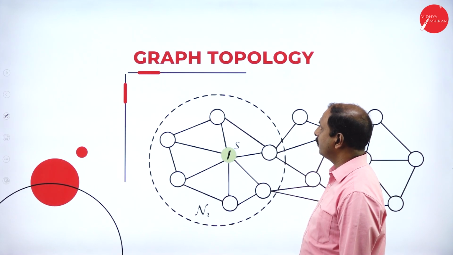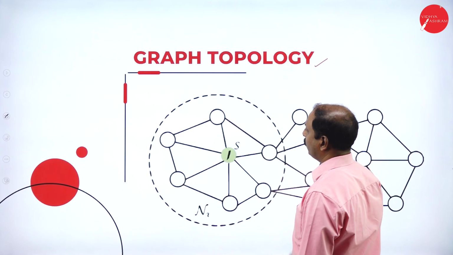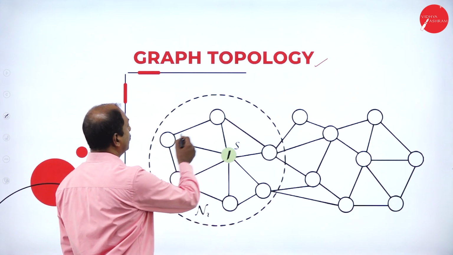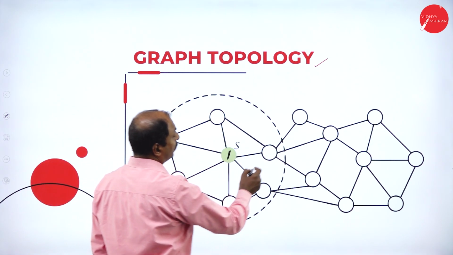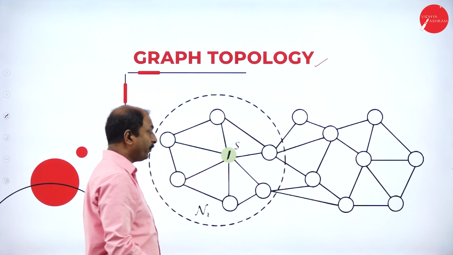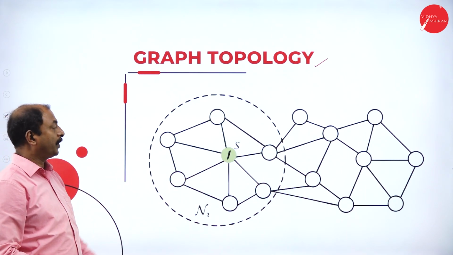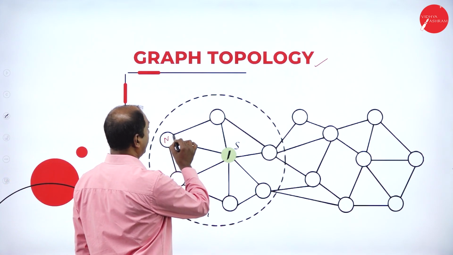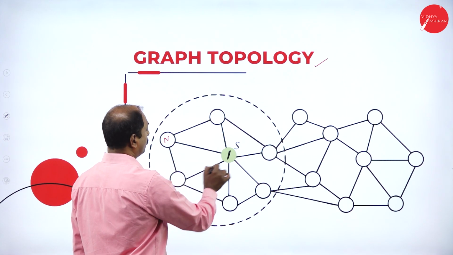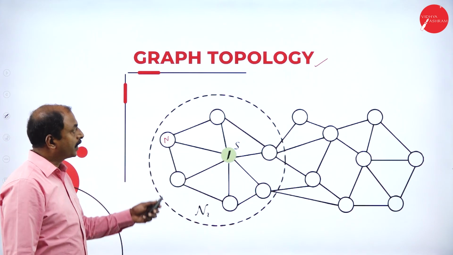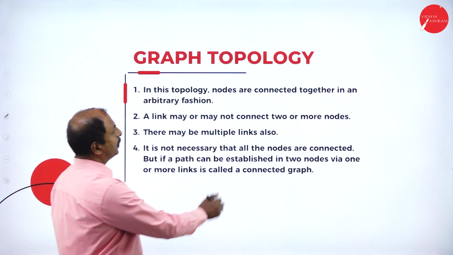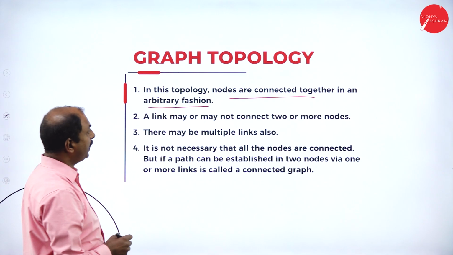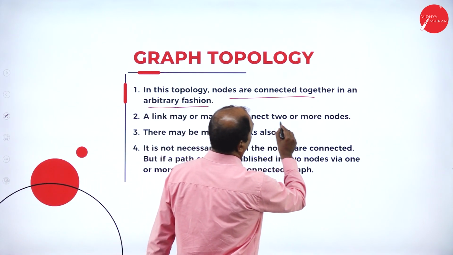In the next slide, we will see graph topology. What is the definition of graph topology? If you look at the diagram here, these are all different computer nodes and all of these are connected in the form of a graph. So this is referred to as graph topology. Here, if you observe, one computer node is connected to more than one node. It forms graph topology. Here, nodes are connected together in an arbitrary fashion. The link may or may not connect two or more nodes.